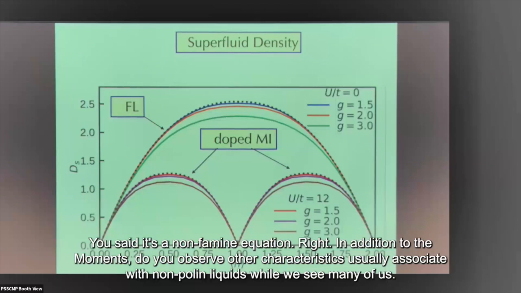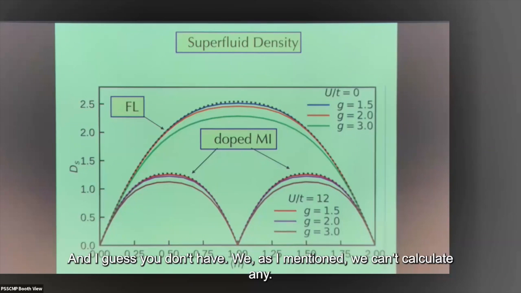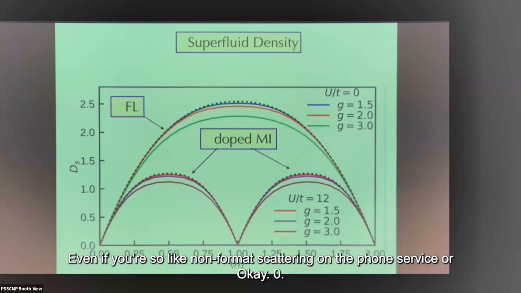You're saying this is a non-Fermi liquid. Right. In addition to the Mott, do you observe other characteristics usually associated with non-Fermi liquids, like T-linear resistivity? I guess you don't have. As I mentioned, we can't calculate any, even if you include non-forward scattering on the Fermi surface or impurities.